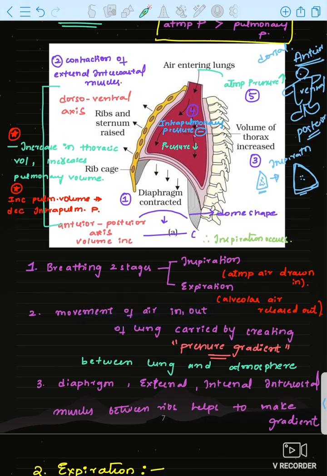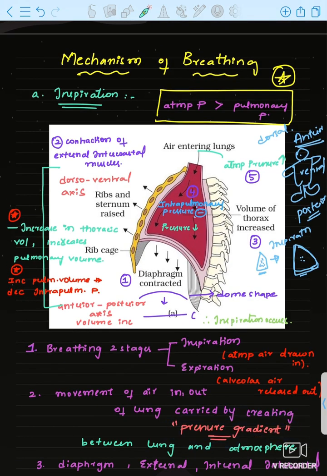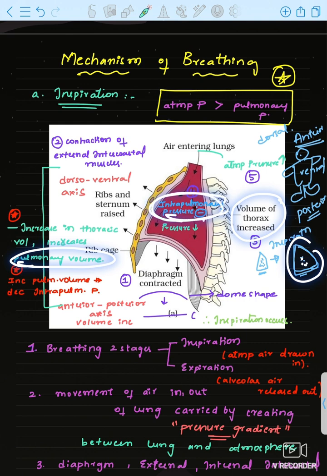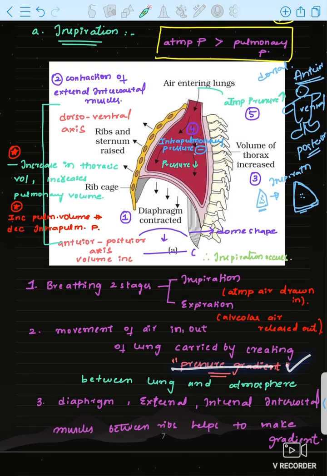How is it occurring? I told no, pressure gradient. Through pressure only. Now here volume of thorax is increased, pulmonary volume is increased. Intrapulmonary volume is increased means what? Pressure decreases, no? Intrapulmonary pressure is decreased. So comparatively atmospheric pressure will be more. So more to less, high to low concentration only, no? So it depends on the pressure gradient between the lung and atmosphere, okay.